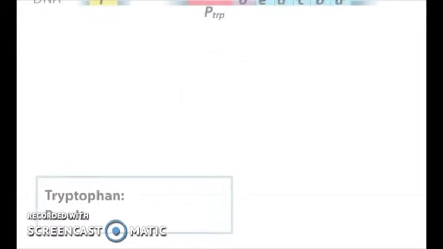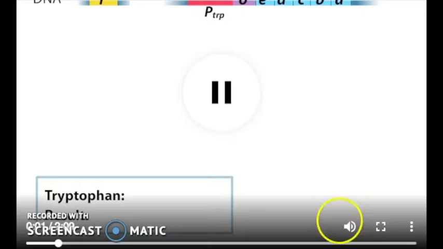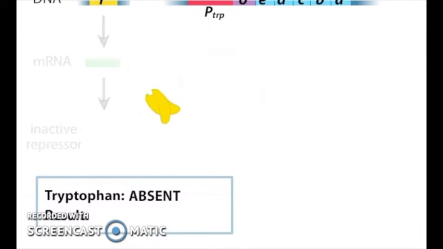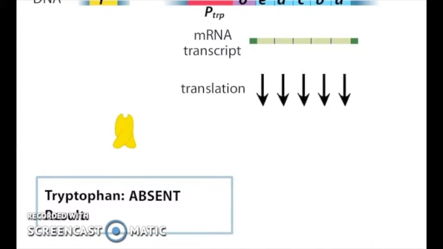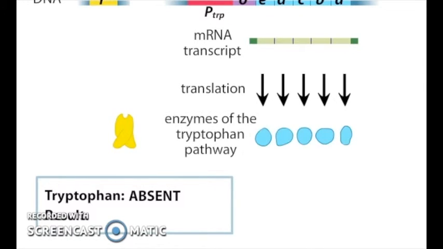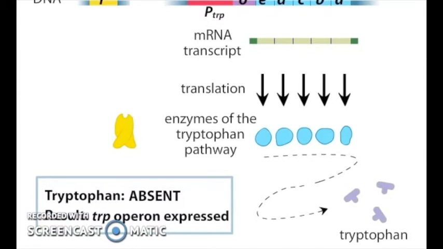One example of gene regulation is with the trp operon. This is an example of repressible negative control. When the tryptophan is not present, the inactive repressor does not bind to the promoter, which allows additional tryptophan to be made through transcription and translation. RNA polymerase is not blocked. As you can see, the mRNA transcript translates into enzymes of the tryptophan pathway, which then makes tryptophan.